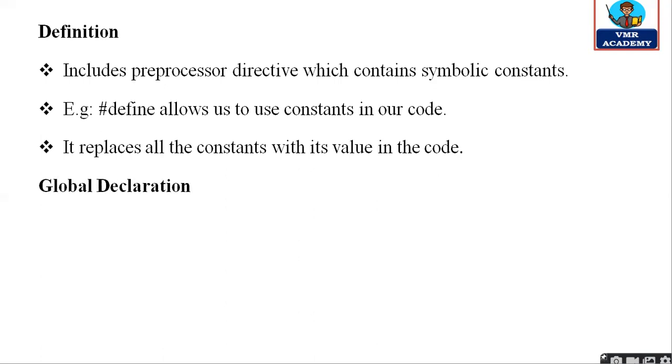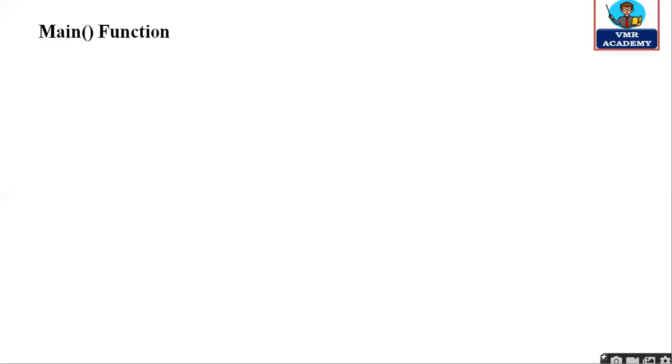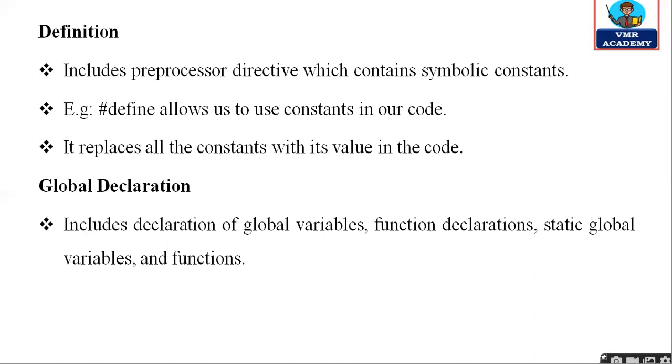And then next comes your global declaration. Global declaration includes the global variables, function declaration, static global variables, and functions. Global is nothing but something which is accessible by all the functions. If I had written a is equals to 10, I can use that same in the main method and also in the sub addition or subtraction, however many n number of methods you'll be writing in your program, right?